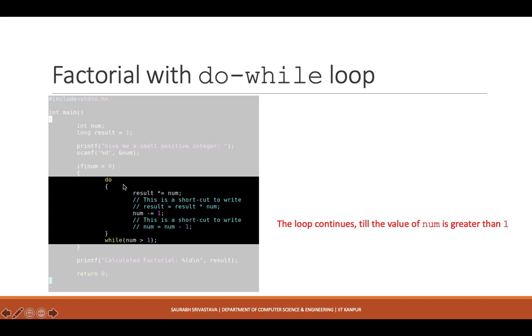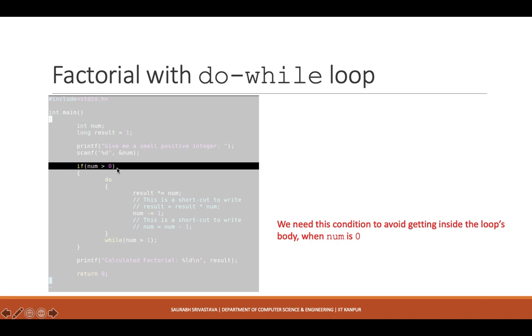Why? Because the condition is put at the end of the loop, so it is guaranteed to run at least once. Even if the loop condition is false, the control will enter, and the code will be executed at least once. So let us say if the user enters num's value as 0, my value of result will become 0.